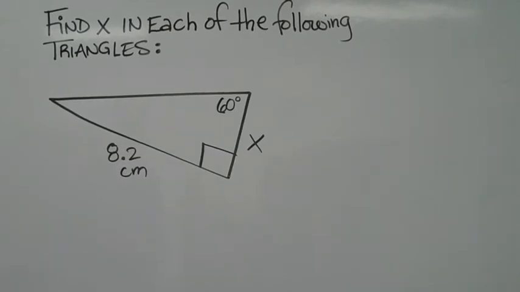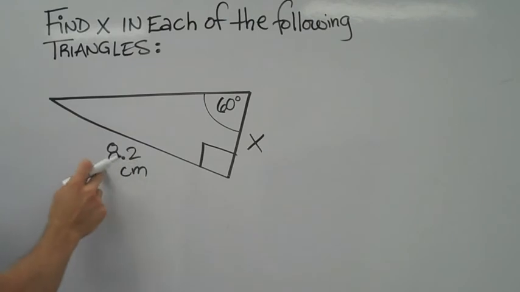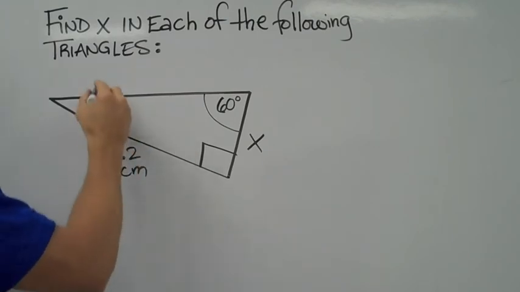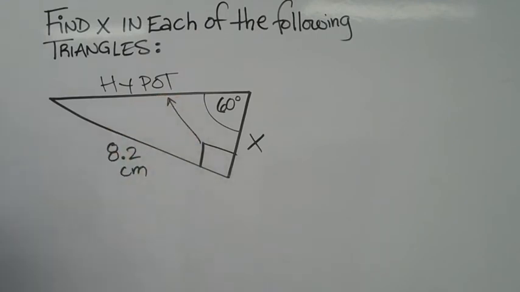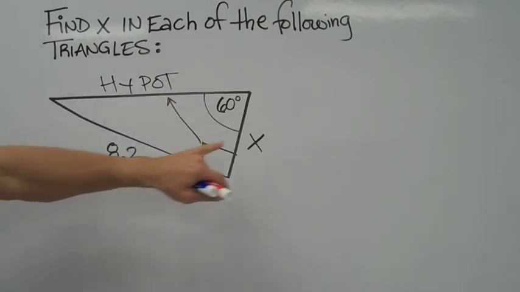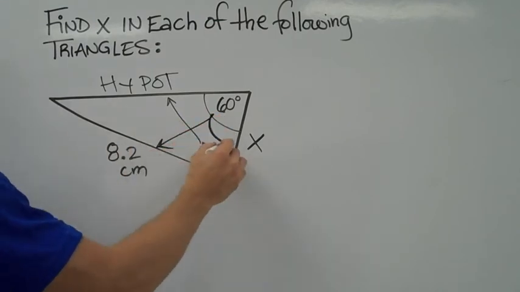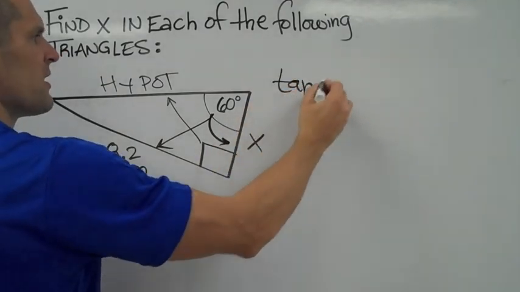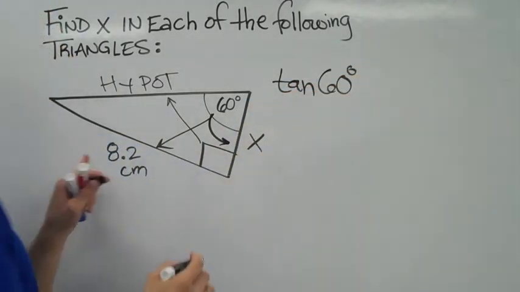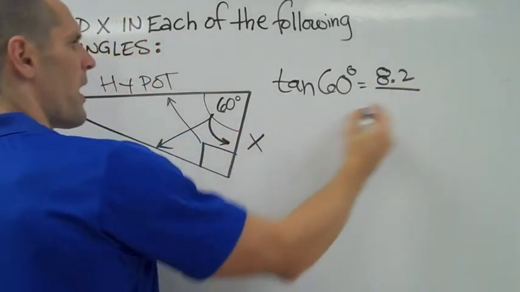In this triangle, I'm given that this angle here is 60 degrees. The side opposite is 8.2. This is the hypotenuse here because it's across from the 90-degree angle. So I only know the opposite and the adjacent to 60 degrees. Compared to 60 degrees, this is opposite and this is adjacent. Well, that ratio is tangent. Tangent of 60 degrees is equal to the opposite, which is 8.2 centimeters, divided by x.